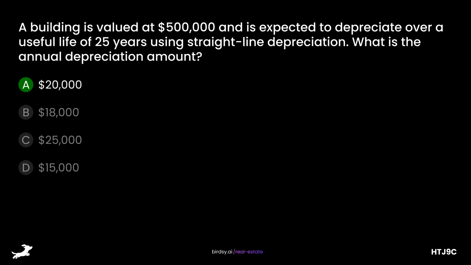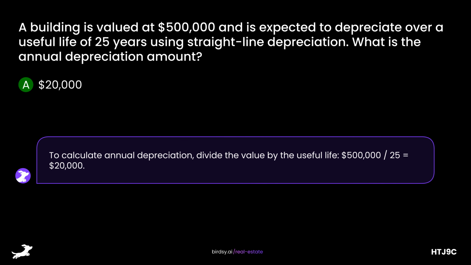$20,000. To calculate annual depreciation, divide the value by the useful life. $500,000 divided by 25 equals $20,000.